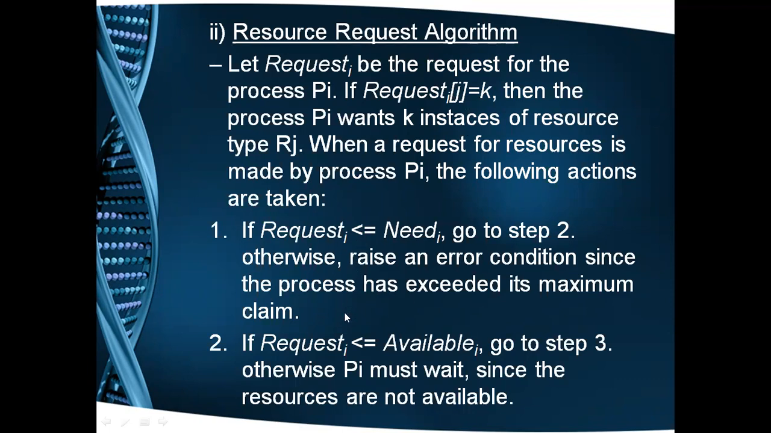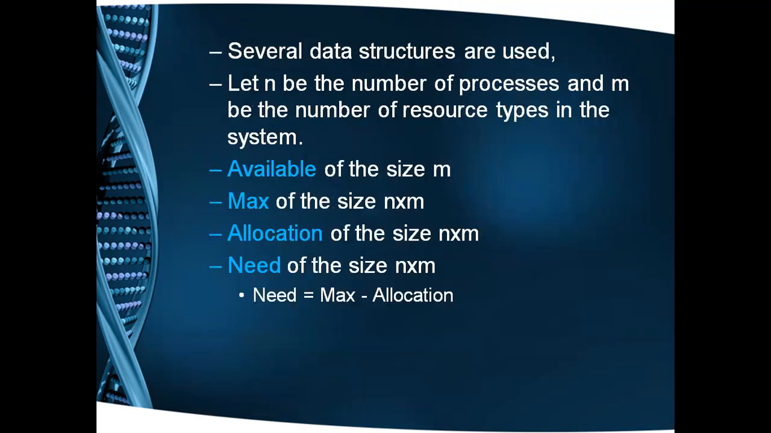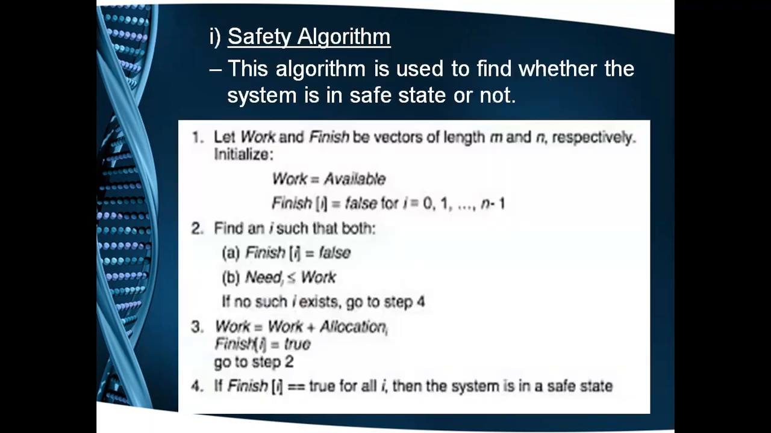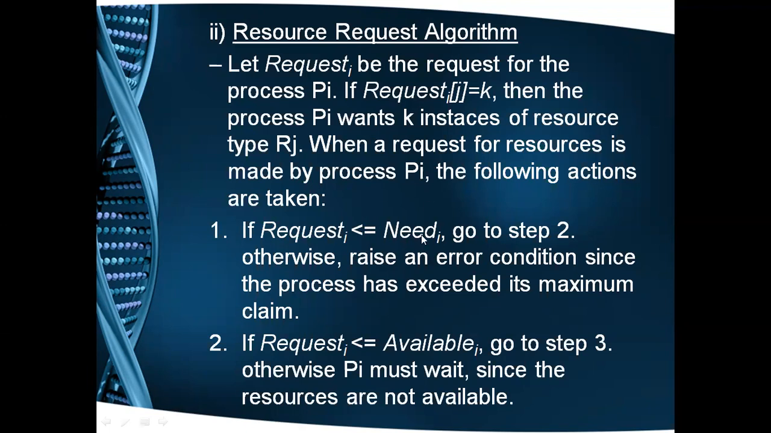This algorithm consists of 3 to 4 steps. The first step is the request should be less than need. So need we are calculating already; the previous algorithm is saying so. Need is maximum minus allocation. That is the current need of a process. The new request should be less than the need of that particular process. Then only we can go to the next step. Otherwise, we need to generate an error condition: the process exceeds its maximum claim.